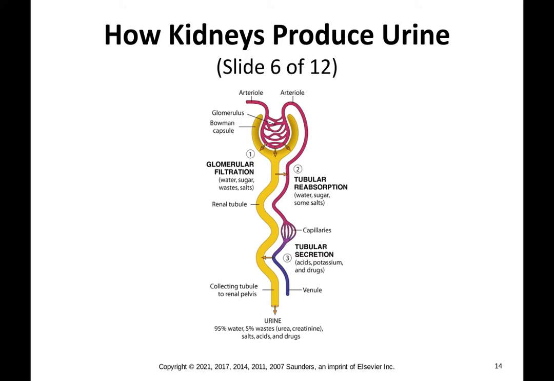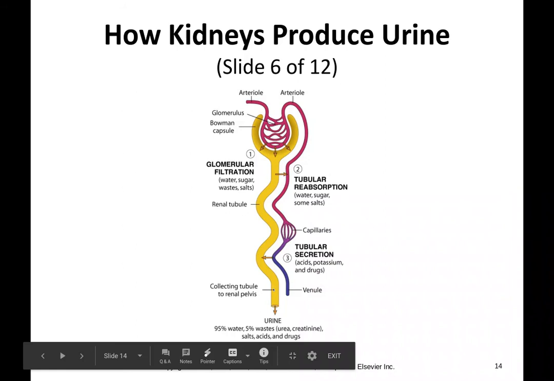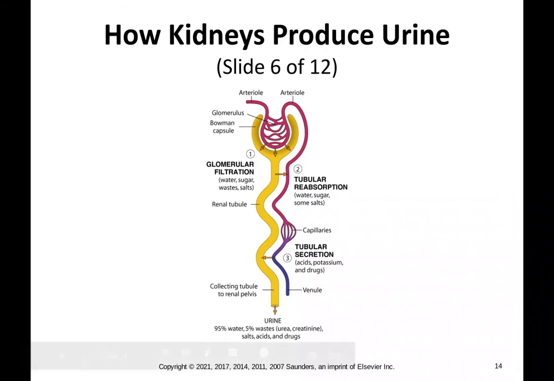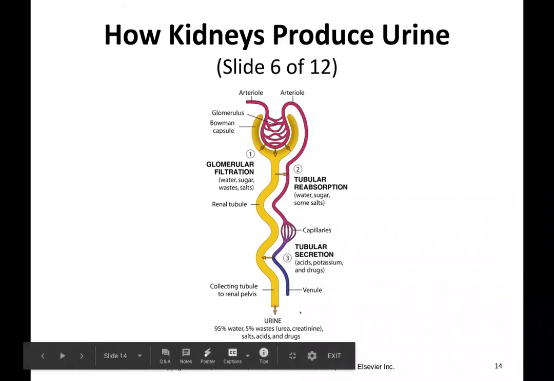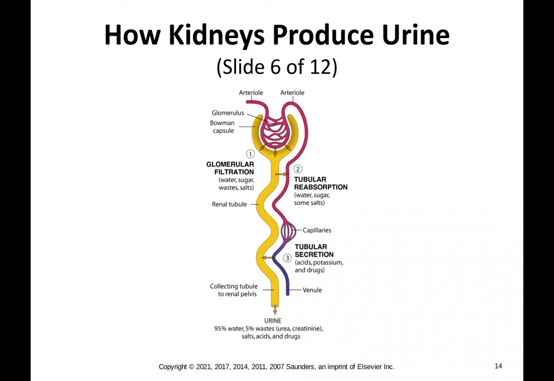So here's that same illustration we looked at, expanded upon. The Bowman capsule, the arteriole, and the steps of the glomerular filtration up here, then the tubular reabsorption here in the renal tubule, and then the tubular secretion down at the bottom, right before the collecting tubule, which goes to the pelvis. So then you have your final product of urine, which is 95% water and 5% waste, such as urea and creatinine and salts, acids, and drugs.